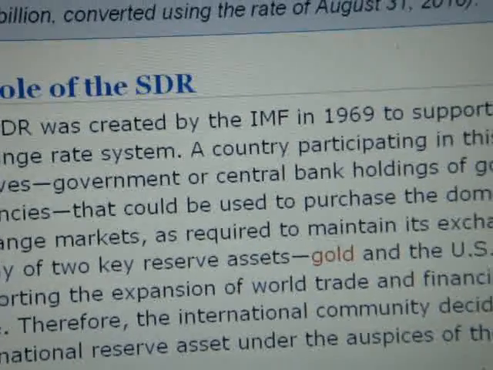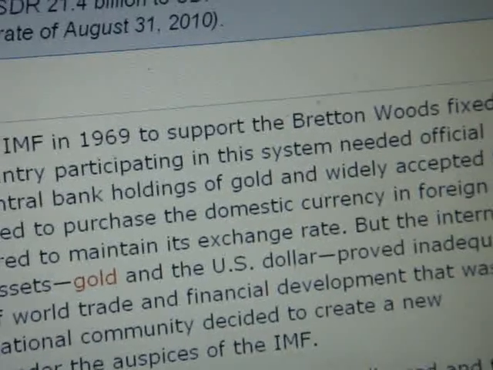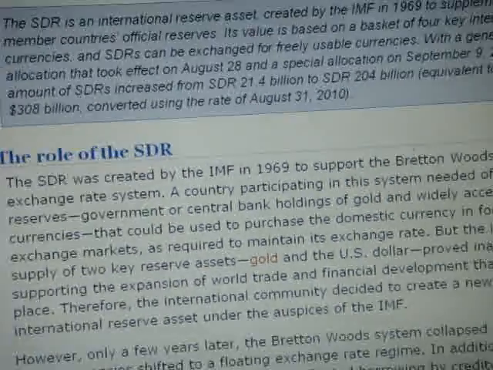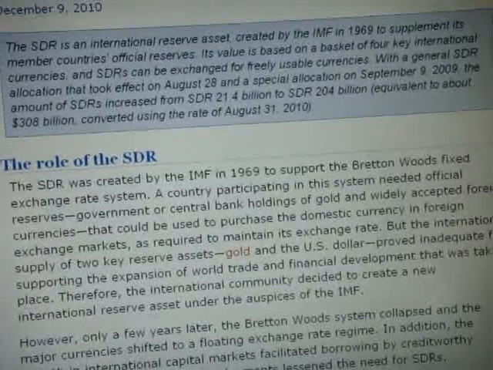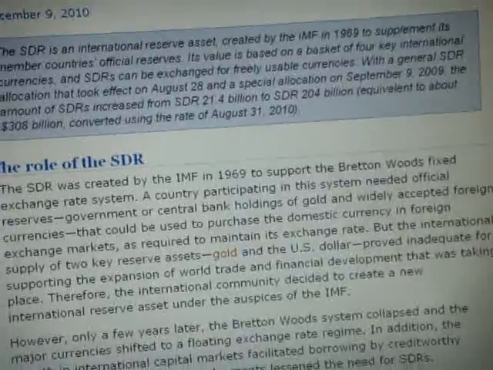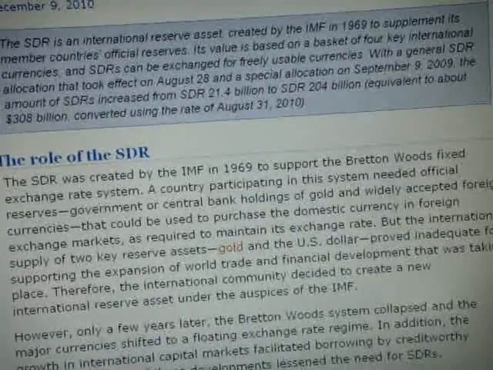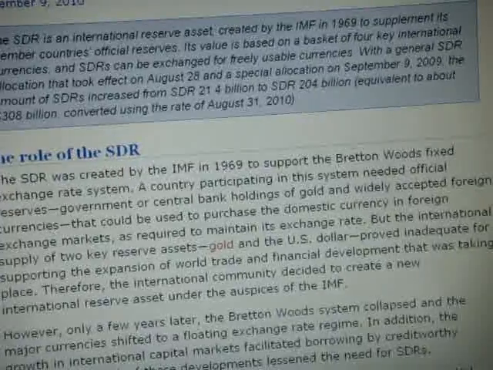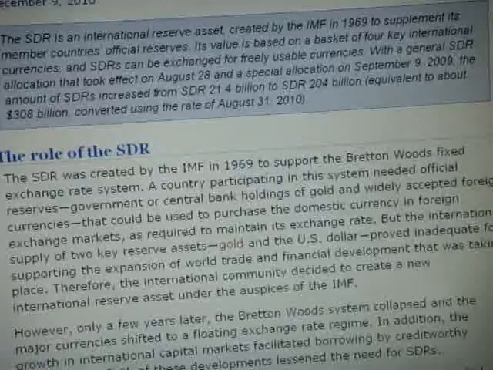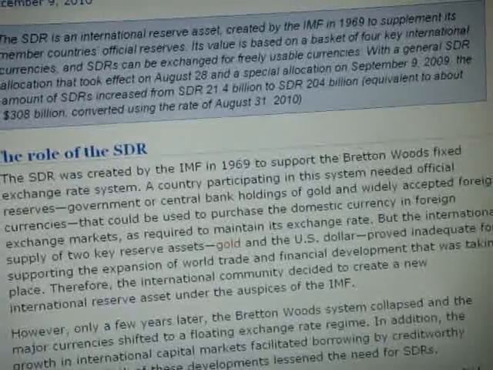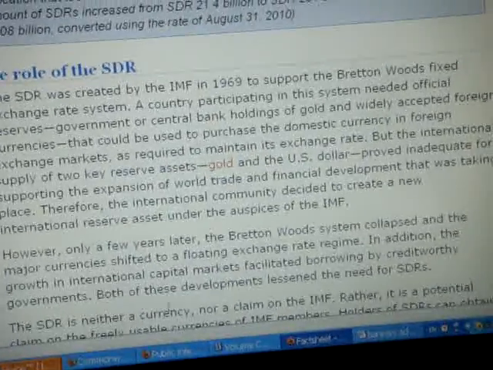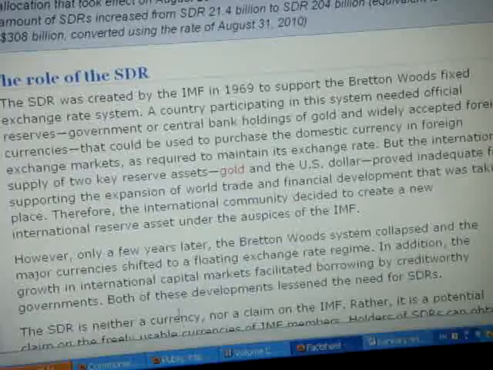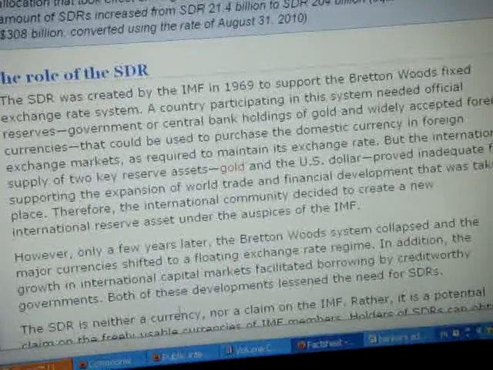The role of the SDR: it was created by the IMF in 1969 to support the Bretton Woods fixed exchange rate system. A country participating in this system needed official reserves, government or central bank holdings of gold and widely accepted foreign currencies that could be used to purchase the domestic currency in foreign exchange markets as required to maintain its exchange rate. But the international supply of 2 key reserve assets, gold and the US dollar, proved inadequate for supporting the expansion of world trade and financial development that was taking place. Therefore, the international community decided to create a new international reserve asset under the auspices of the IMF.